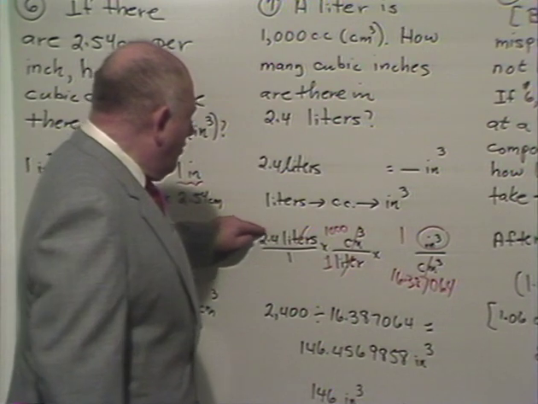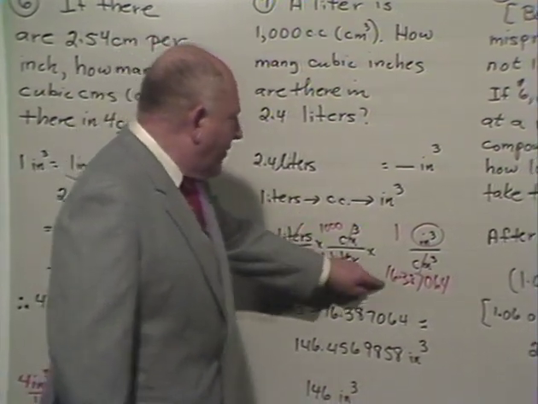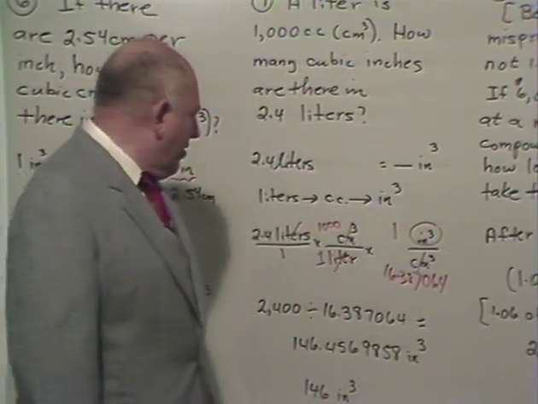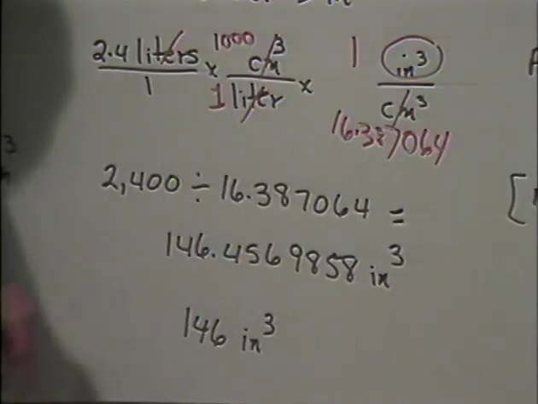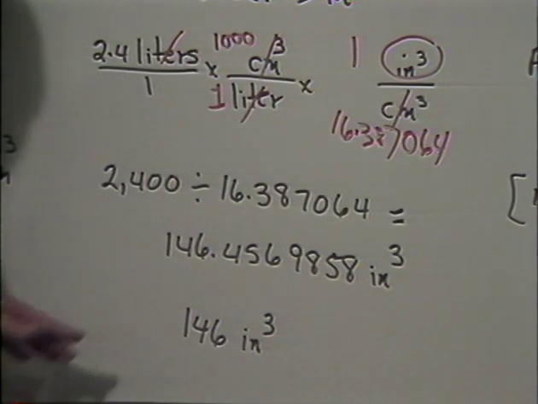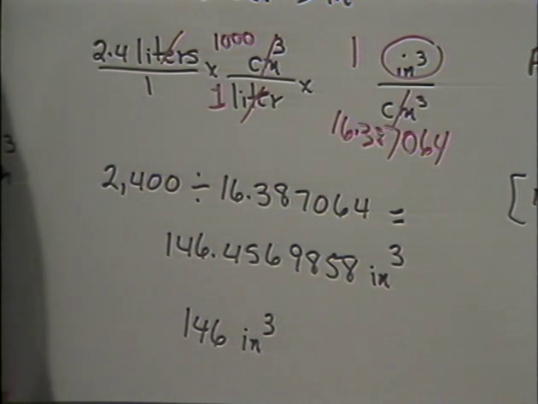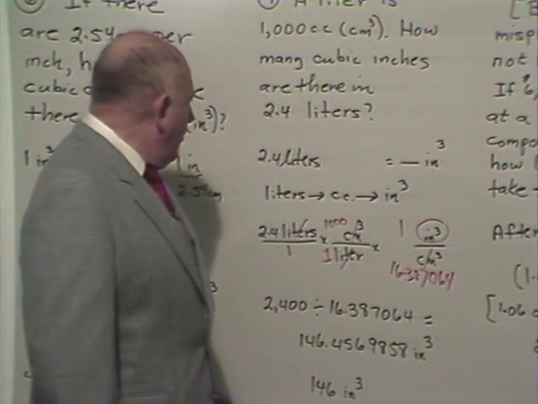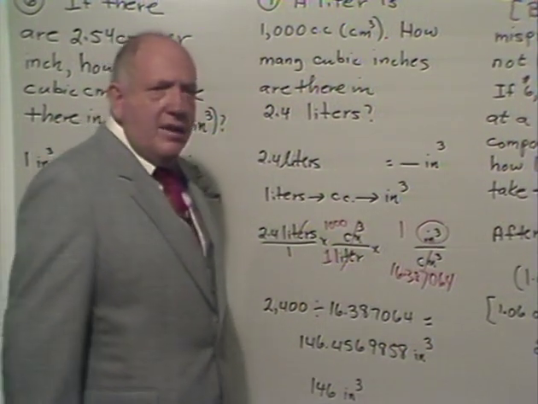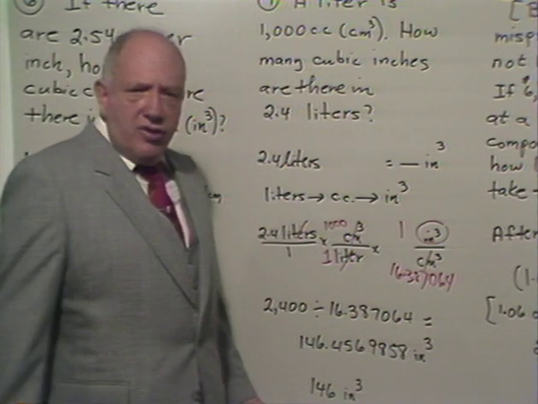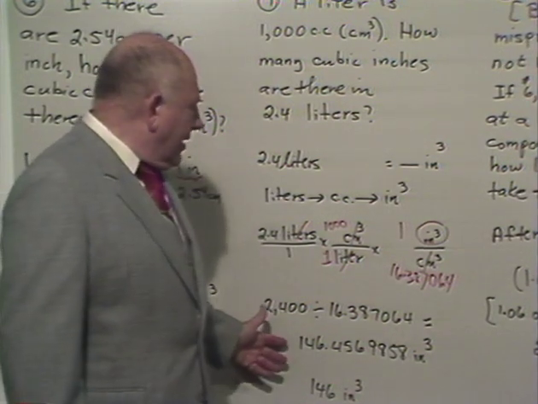We just multiply 2.4 by 1,000, divide by 16.387064, and the answer comes out to be 146.4560.9858 cubic inches, which rounds off to the nearest cubic inch as 146 cubic inches. In other words, in a 2.4 liter engine, there are 146 cubic inches. And that's basically how this is done.